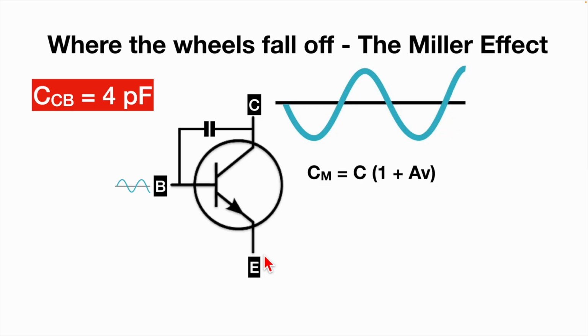So let's say you had a voltage gain of 10, for instance. The Miller capacitance, so the capacitance that the base thinks it's seeing, would be this real capacitance, 4 picofarads, multiplied by 1 plus 10. Well, 1 plus 10 is 11, and 11 times 4 is 44. So instead of being 4 picofarads, it would look like 44 picofarads. Now, that's quite a lot more, but it gets an awful lot worse if you've got more gain, because obviously it's the gain that's going to be multiplied by this.